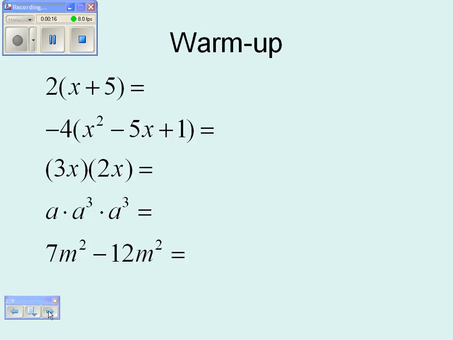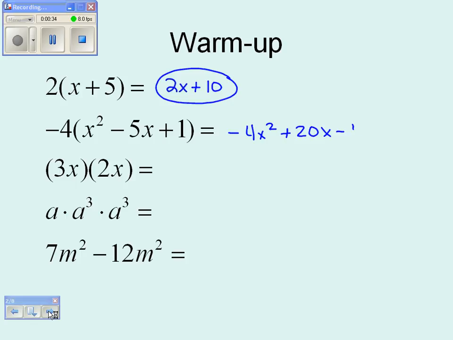So the first part should be review, this warm-up. And what I noticed with Foster when he did this, he remembered the distributive property. So we have to say 2 times x, but we also have to say 2 times 5. Good job. Okay, another distributive property with a negative 4. So we would get negative 4x squared plus 20x minus 4. So just watch that negative sign.